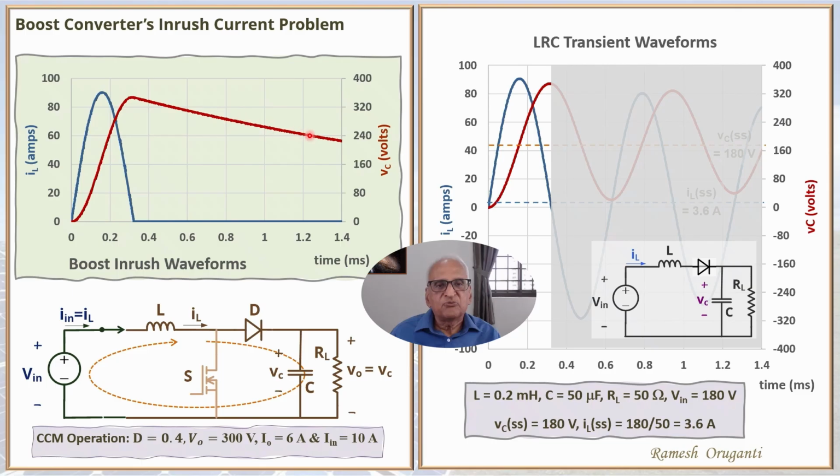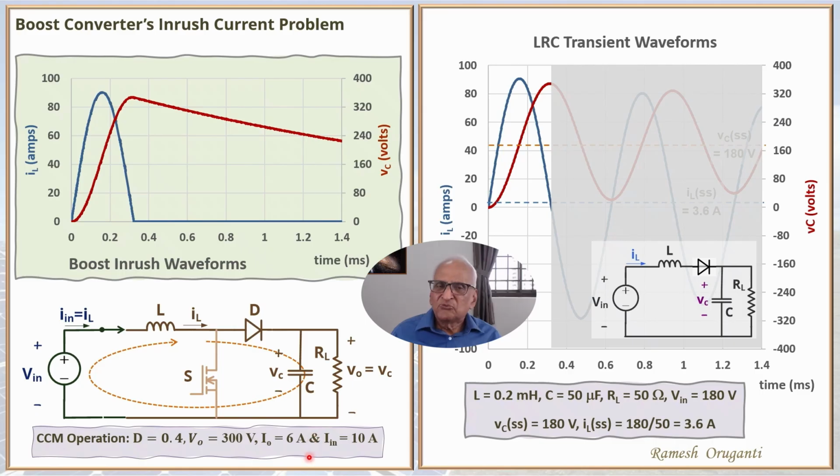These are the simulated waveforms of the input current and the output capacitor voltage of a boost converter. Notice immediately that the inductor current or the input current reaches a very high value of 90 amperes. Remember that the startup steady state current when the switch is off is only 3.6 amperes. And also we saw a short while earlier that the input DC current at D equal to 0.4 under steady state was 10 amperes. So this current, 90 amperes, is 9 times more than the normal operating current.